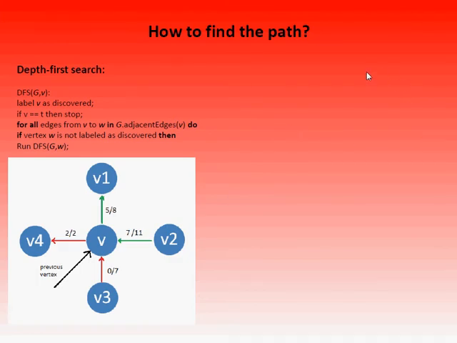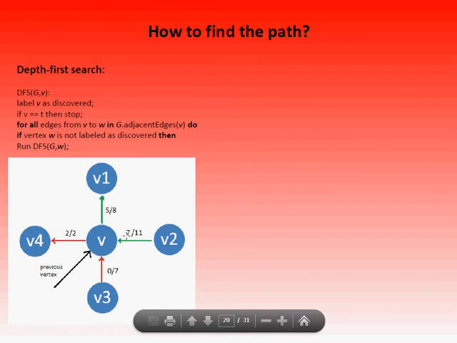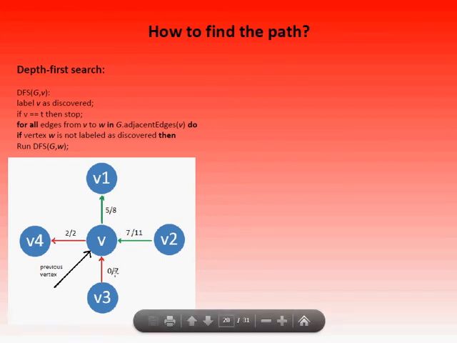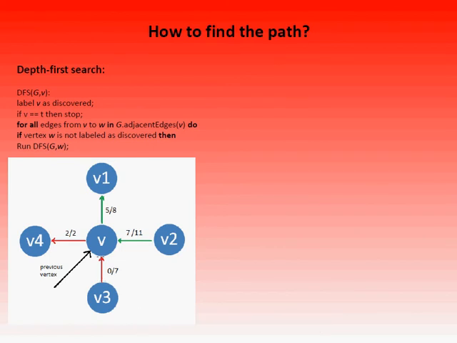So here's an example of the vertices to which we can go from V. We can go to V1 because the edge is not full. We can go to V2 because we can go in the other direction and the flow is not equal to 0, but we can't go to V3 because the flow is 0 and it's going in the other direction, and we can't go to V4 because it's full.